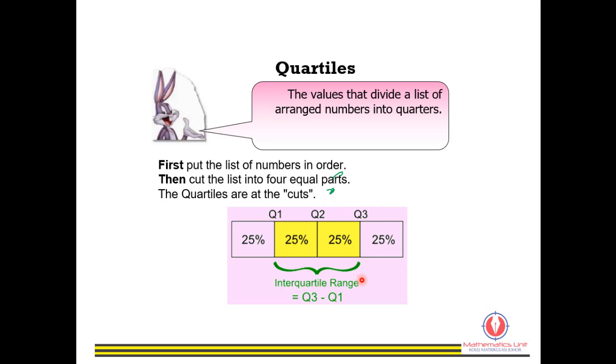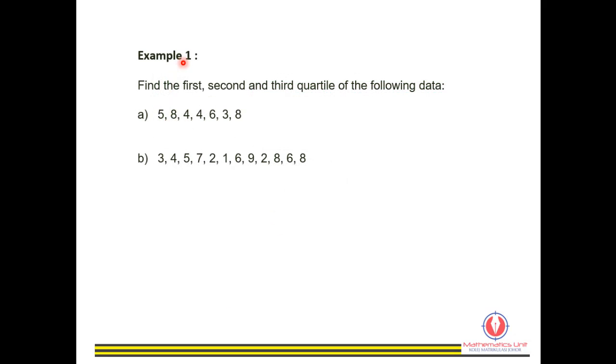So what is interquartile range? Interquartile range is the third quartile minus the first quartile. Next, example 1. Find the first, second, and third quartile of the following data. This is ungrouped data.